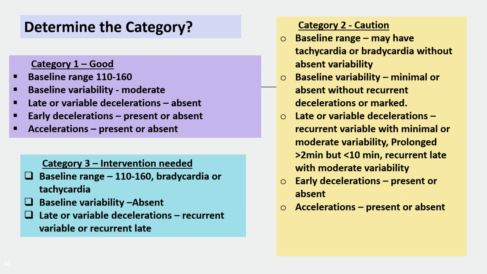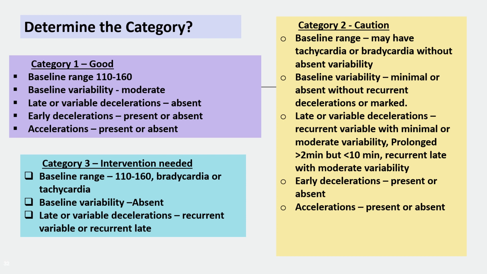Okay, so let's talk about categories. Category 1 is good. Okay, again, you can probably detect a category 1 and say, okay, I know my patient is doing fine. My baby looks good. Okay. We know this because they have a normal baseline range, they have moderate variability, late or variable decelerations are absent, they can have early decelerations, and they may or may not have accelerations. And a lot of babies don't have accelerations in labor because remember, again, they're under stress, but it's a stress that they can tolerate.